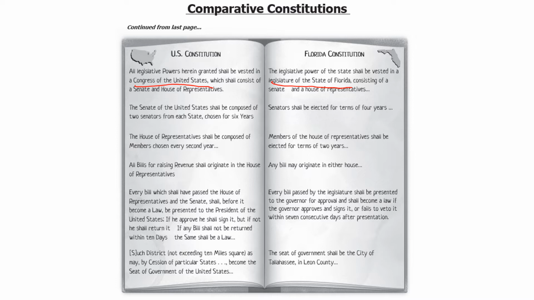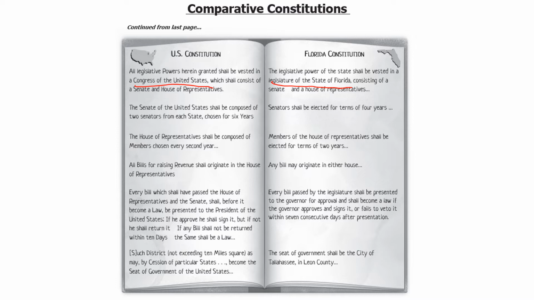From the United States Constitution, every bill which shall have passed the House of Representatives and the Senate shall, before it becomes law, be presented to the President of the United States. If he approves, he shall sign it, but if not, he shall return it. If any bill shall not be returned within 10 days, the same shall be law. In the Florida Constitution, every bill passed by the legislature shall be presented to the governor for approval and shall become law if the governor approves it and signs it or fails to veto it within 7 consecutive days after presentation. And the last one for the United States Constitution.